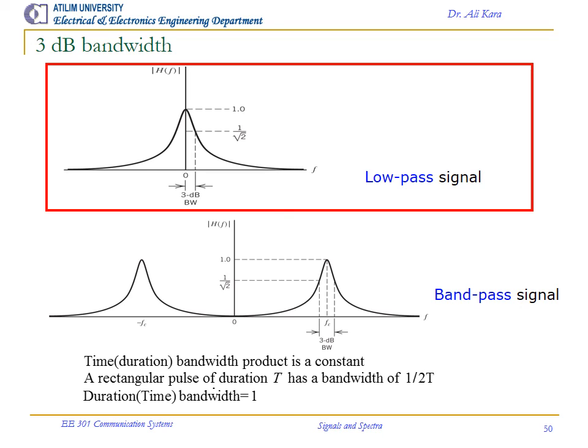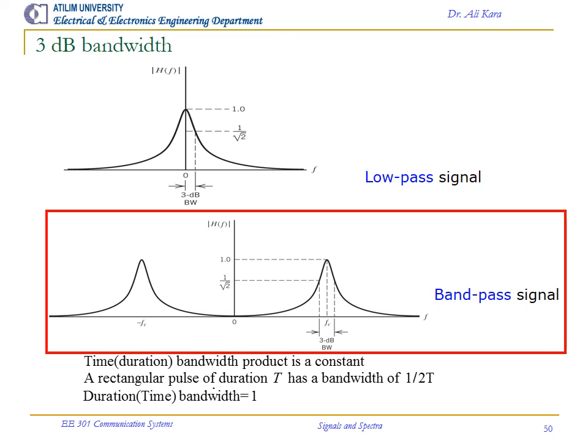Here note that the signal is considered to be a voltage or current signal, as in communication, but not a power signal. This is why we take 1 over √2, which is equivalent to 3 decibels of the power of a voltage or current, and so of a communication signal.